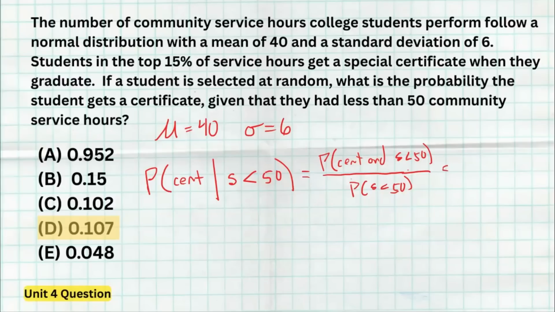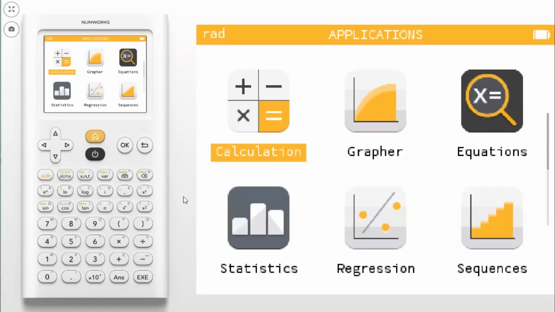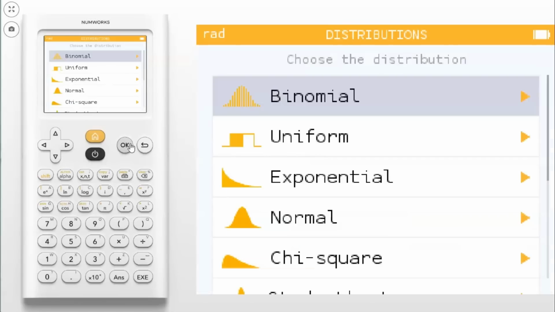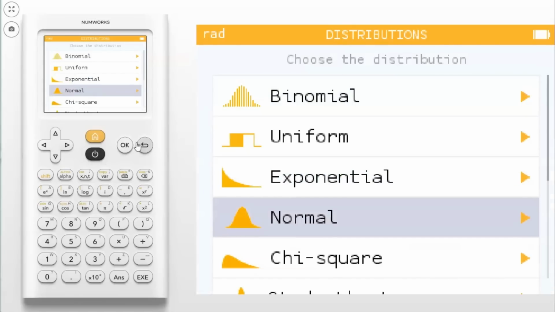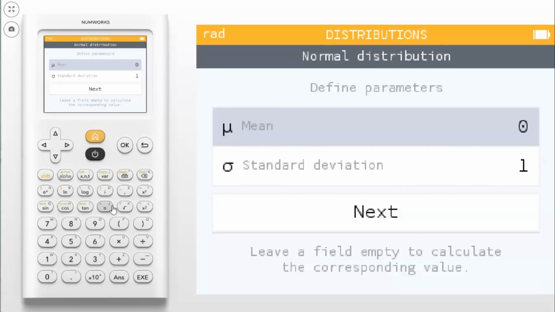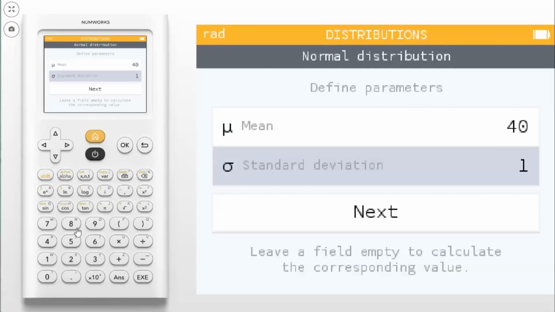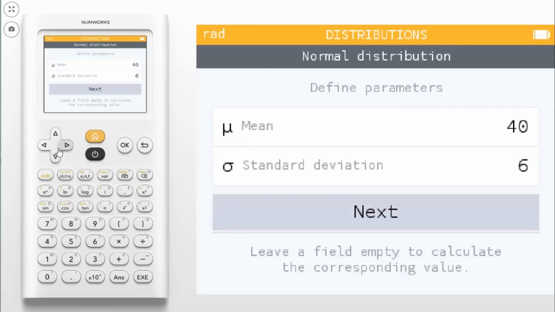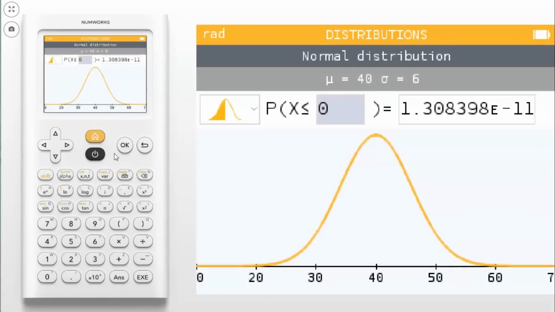So let's take care of the easy part. The easy part is the denominator, finding the probability that a college student has less than 50 hours of community service. So if we go to our NumWorks calculator, we're going to go to the distributions app and we're going to go down to normal. Now, the first thing we can do to make this a little bit easier on us is actually type in the mean and standard deviation based on our problem. That means we can actually work with the numbers of our problem, makes it a little bit easier.